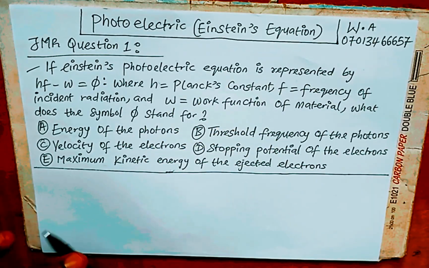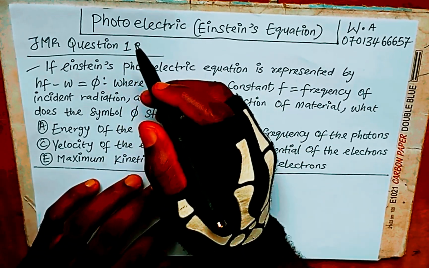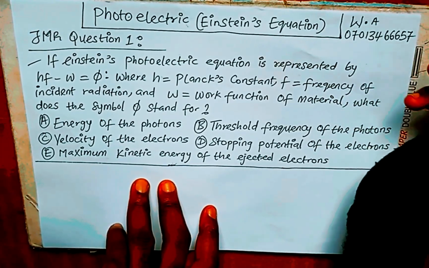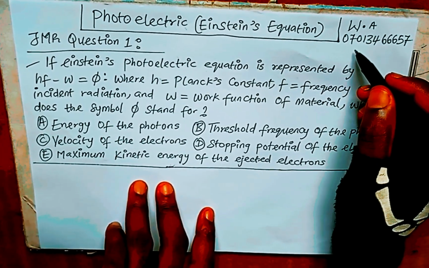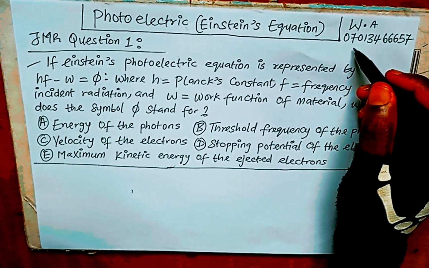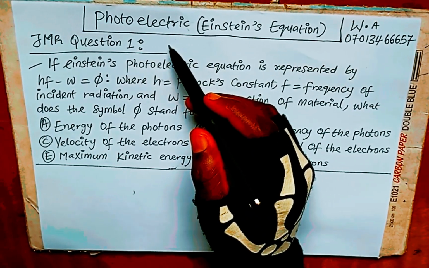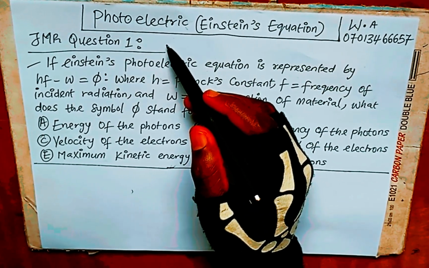JAMB 2026 candidates, welcome to today's lesson. Today we are looking at calculations under photoelectric effect using Einstein's equation. Remember that Albert Einstein has two formulas that are very common in physics. He has one for photoelectric effect and he also has one for light energy.